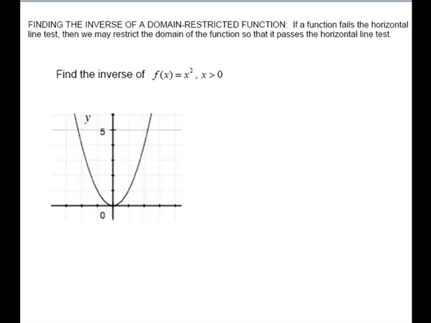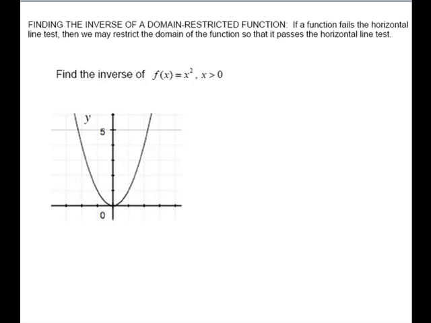Finding the inverse of a domain-restricted function. If a function fails the horizontal line test, then we may restrict the domain of the function so that it passes the horizontal line test, and then we could find an inverse function.